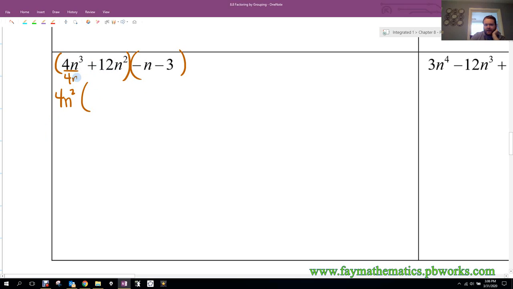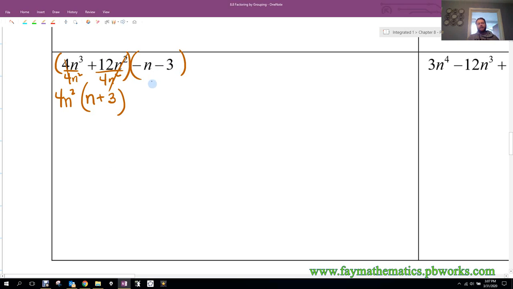Divide this by 4n squared. 4's cancel. N cubed over n squared just gives me n. Divide this by 4n squared. N squared's cancel. 12 divided by 4 is 3.